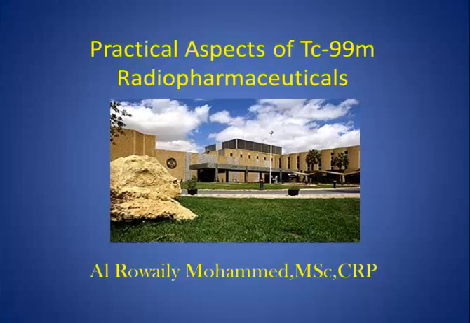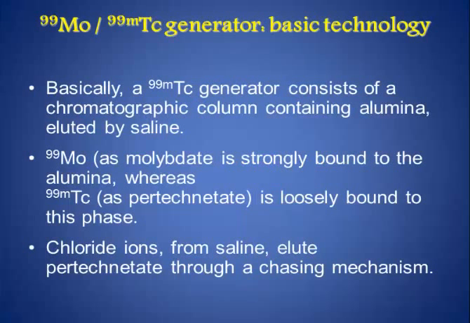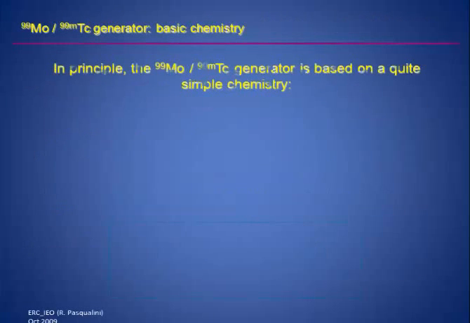And some examples of technetium radiopharmaceutical concepts. This is the first generator in 1958. No shield, nothing. Basically, a technetium generator consists of a chromatographic column containing alumina, with molybdate bound to it, a high negative charge, and aluminum is positive. So chloride ions will elute technetium.